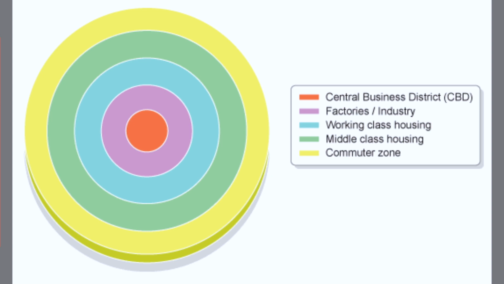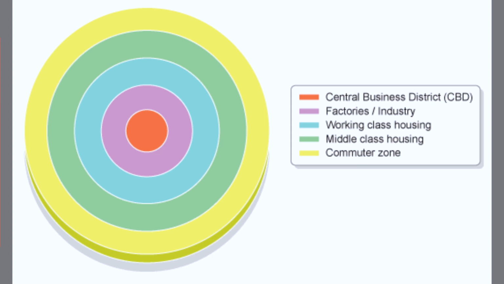But around the CBD, we see factories and industry. So the working class jobs that people need to do to make the city run. He then saw that further out from that is the working class housing. So the people who work in the factories and do the minimum wage jobs worked in the housing right around the factory districts. Then outside of that is the middle class housing.